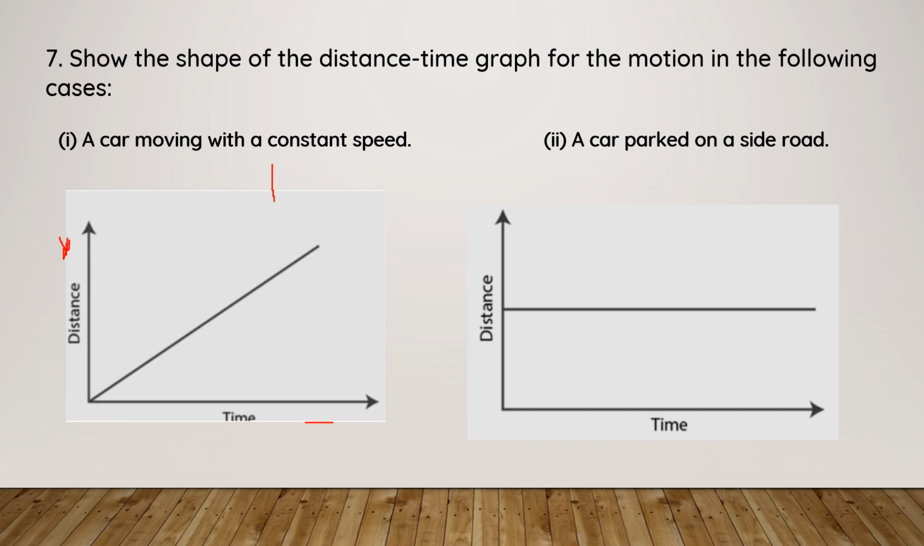Then a car parked on a roadside. Car parked on a roadside means that the car is not moving, that is a rest position. So that time we get a graph like this. Here this is the y-axis distance and this is the x-axis time, and we get a line that is parallel to the time axis. See the time axis. So this line is parallel to the time axis. That indicates the car parked on a roadside, or the car is not moving.